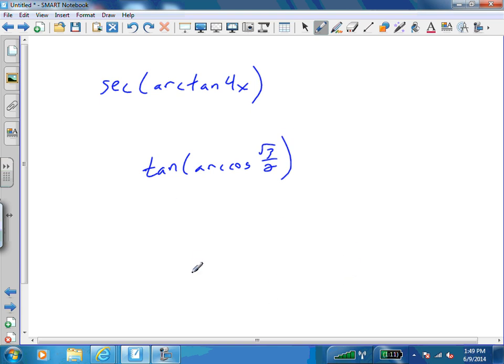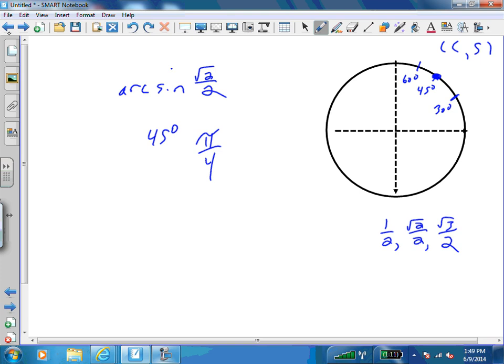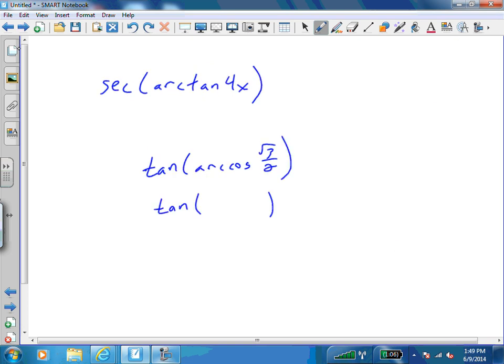then we could just work this inside out and say, well, what angle has an arc cosine of root 3 over 2? If we go to our unit circle, cosine is the x, so which of these has an x value of root 3 over 2? 30. That's the largest value, so the largest x on those would be 30. So that's 30 degrees, or pi over 6. Then we could continue that.